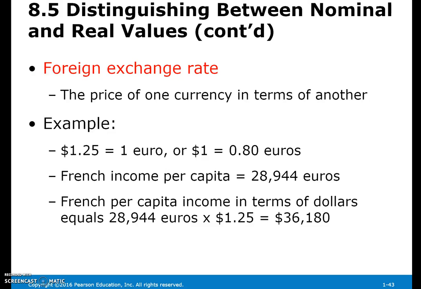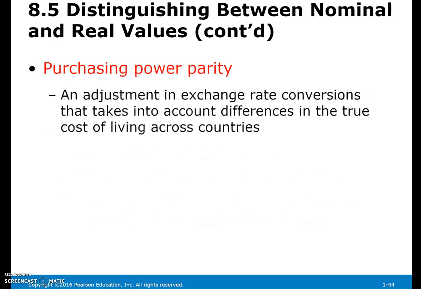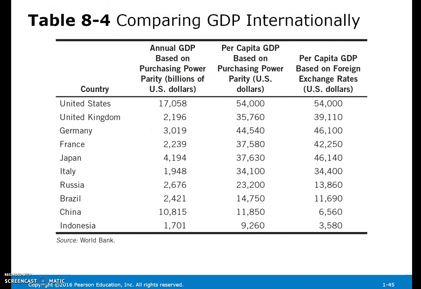And we also have an example of French income per capita from euros to dollars. So it's fine to know that there's this exchange rate, but it doesn't mean anything if we don't know how far your dollar can get you in another country, right? So that's why we want to think about purchasing power parity, which is an adjustment in exchange rate conversions that takes into account differences in the true cost of living across countries. And finally, we'll end on this table that talks about purchasing power parity between countries.